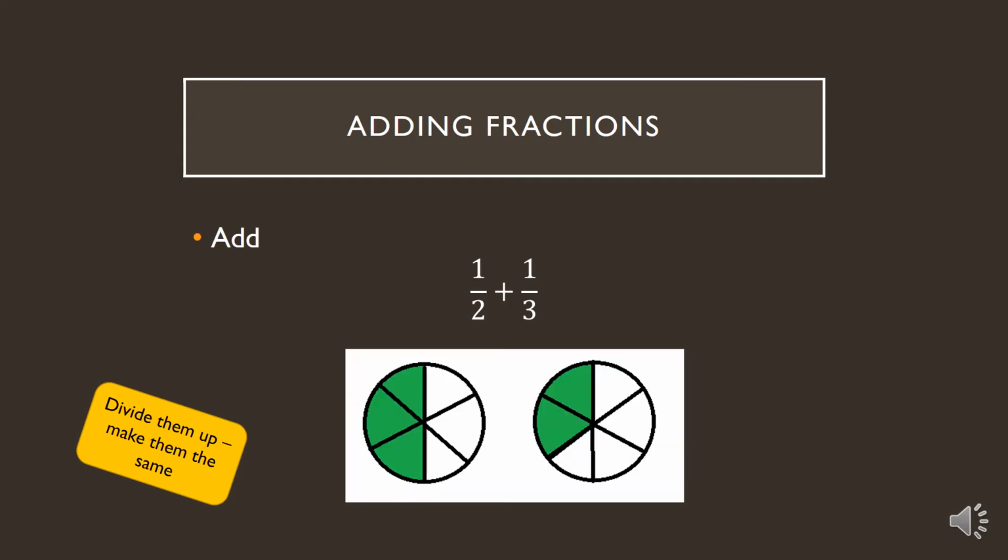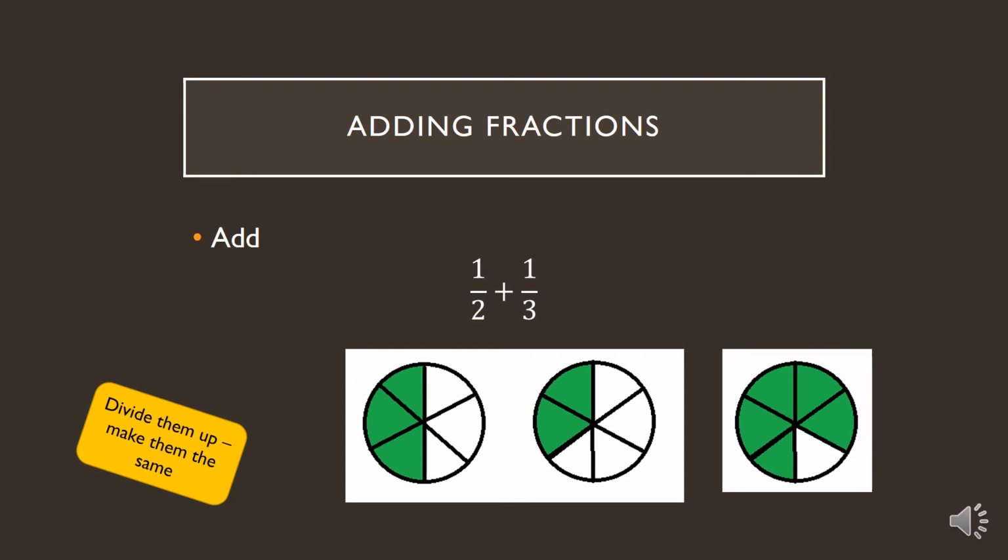Okay, so I'm going to cut that half, that whole circle, into 6 pieces. Okay, and I'm going to cut the third in its circle into 6 pieces. Okay, and you can see that a half makes 3/6 and a third makes 2/6. So it's much easier to count those up now. We can say we have 1, 2, 3, 4, 5, 6 in total.